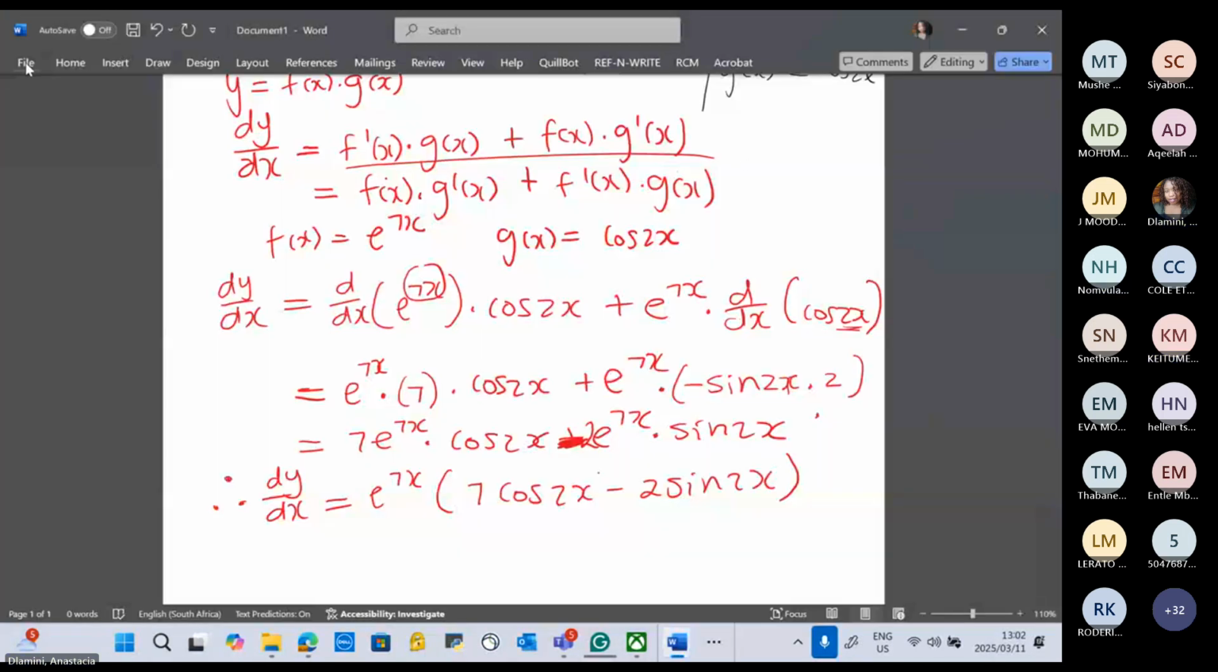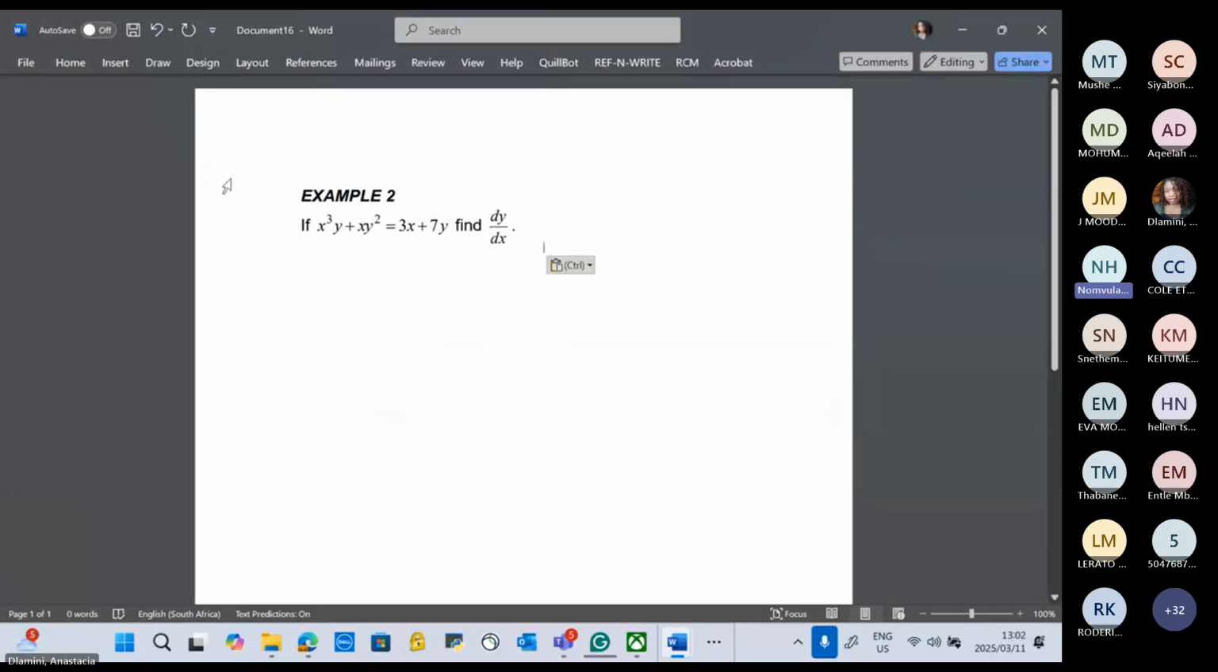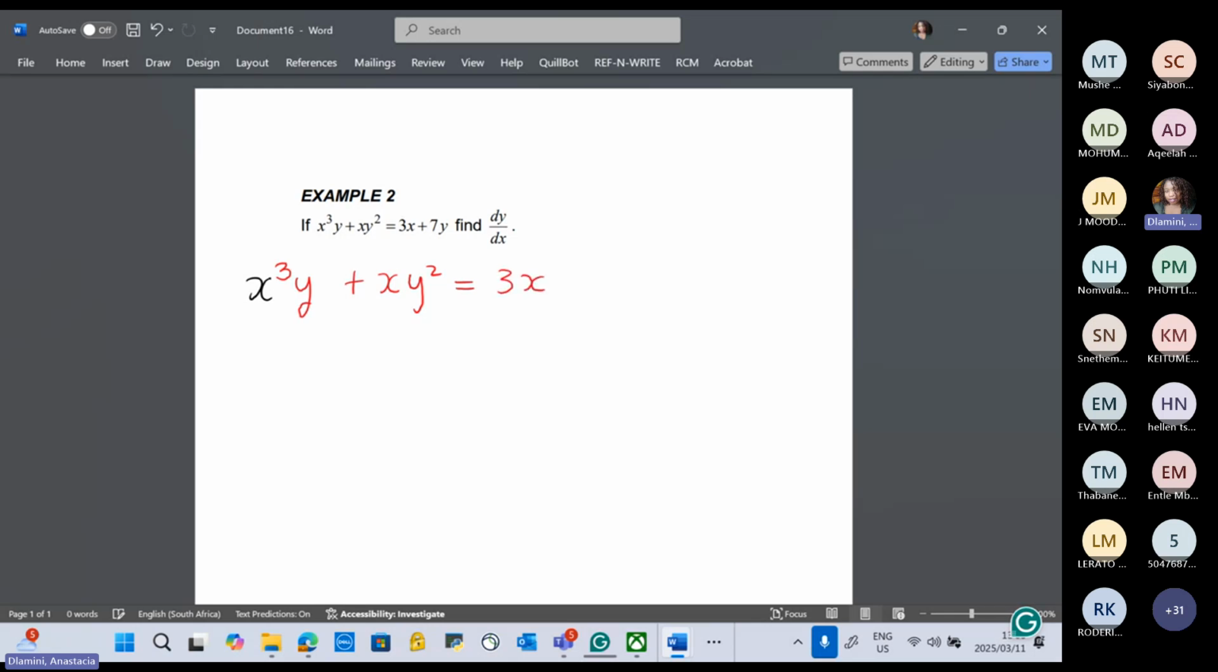Yes. We're going to apply the product rule since we have x cubed y, which is a product of x cubed multiplied by y, which means it's two functions. Well done. We have x cubed y plus x y squared equals 3x plus 7y. Now she's saying that because there are two functions, we're going to use the product rule. So help me. Then it will be what?